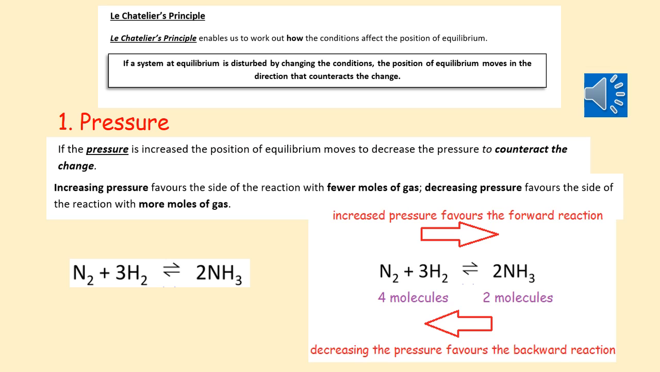Now the opposite is also true. If I decrease the pressure, then the 2 molecules will change into the 4 molecules. That takes up more space. They've got more space now because you've decreased the pressure. So if you're the chemist trying to make lots of ammonia, you will increase the pressure because that gives you more ammonia.